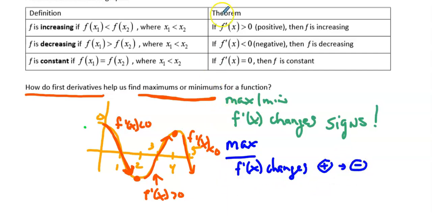And so our minimum, if you look at what's happening for our minimum, we're negative and then we're positive. And I just tell students to think about that for a second. I think that pretty much makes common sense, right?